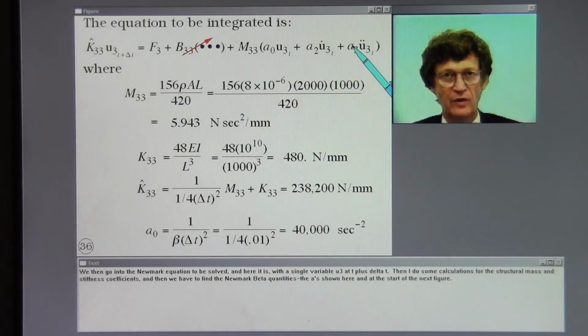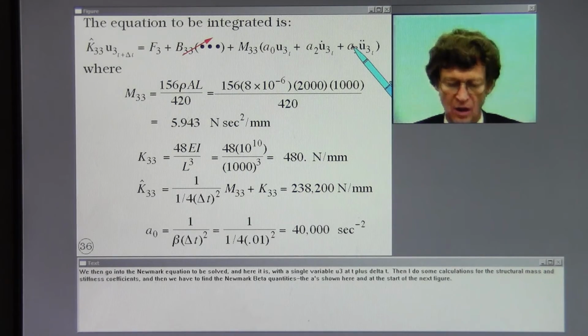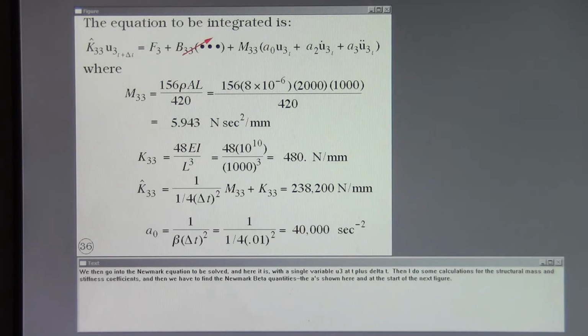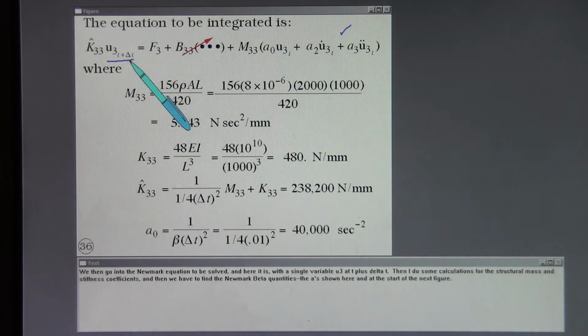We then go into the Newmark equation to be solved, and here it is for the single variable u3 at t plus delta t. Then I do some calculations for the structural mass and stiffness coefficients, and then we have to find the Newmark Beta quantities, the A's shown here and on the start of the next figure.